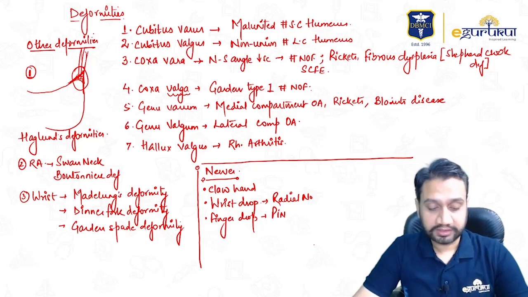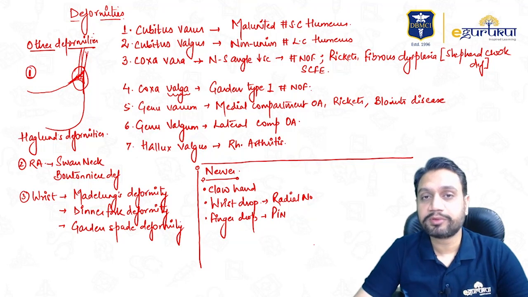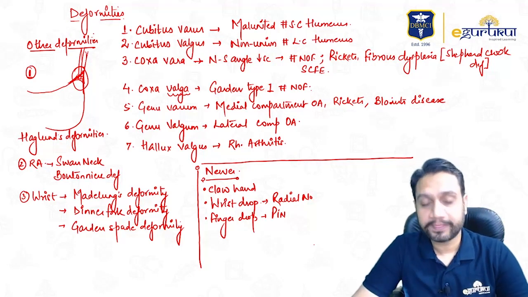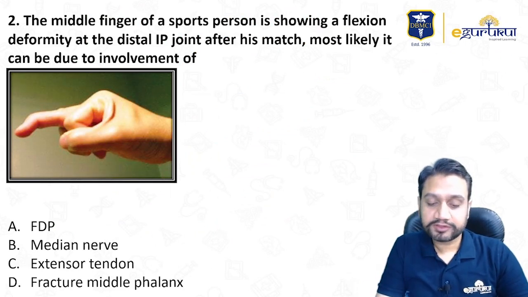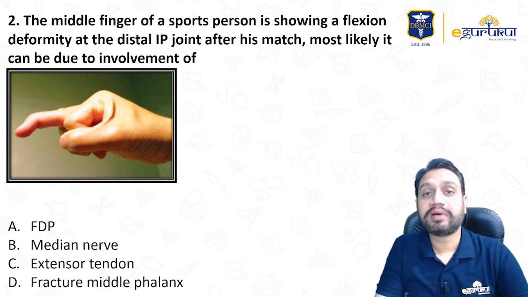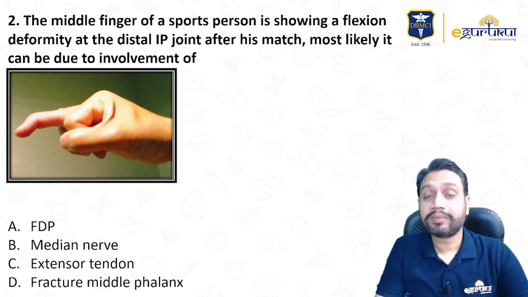Right? So this was your deformity part. I believe that you know already, and this is just a brush up of all the things that we already have in our mind. Okay, let's move on to the number 2. The second one we have is the middle finger of a sports person is showing a flexion deformity at the distal IP joint after his match. So again, a question of deformity, but then it is not related to any congenital condition or any kind of malunion, but now there is some sort of injury.